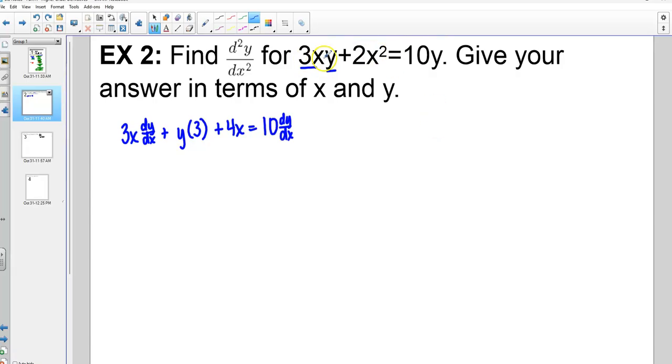When you're doing the product rule right here, you've got 3x times the derivative of y, which is your dy dx, plus you got to do y times the derivative of the 3x. And so the derivative of 3x would be where that 3 comes in, right there. Yeah, so this whole thing is this part. You got to do the product rule for that.